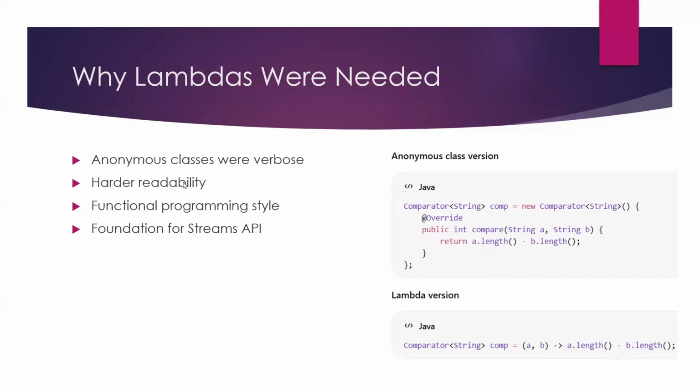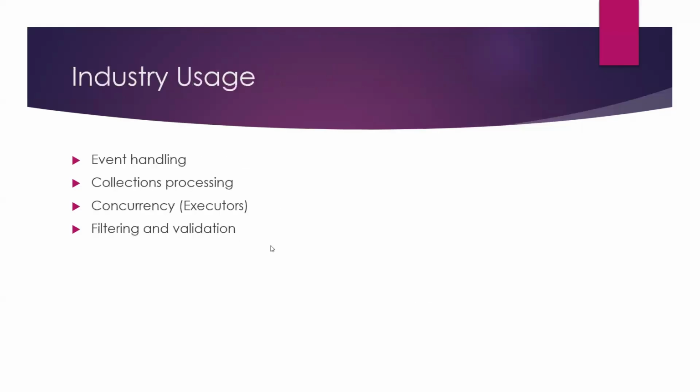So not only were anonymous classes verbose, but they were harder to read. I mean, do you really want to read this thing? And it allows functional programming, where you can pass a behavior as a parameter. And it's the foundation for streams, which I'm probably going to talk about next, but not during this presentation.